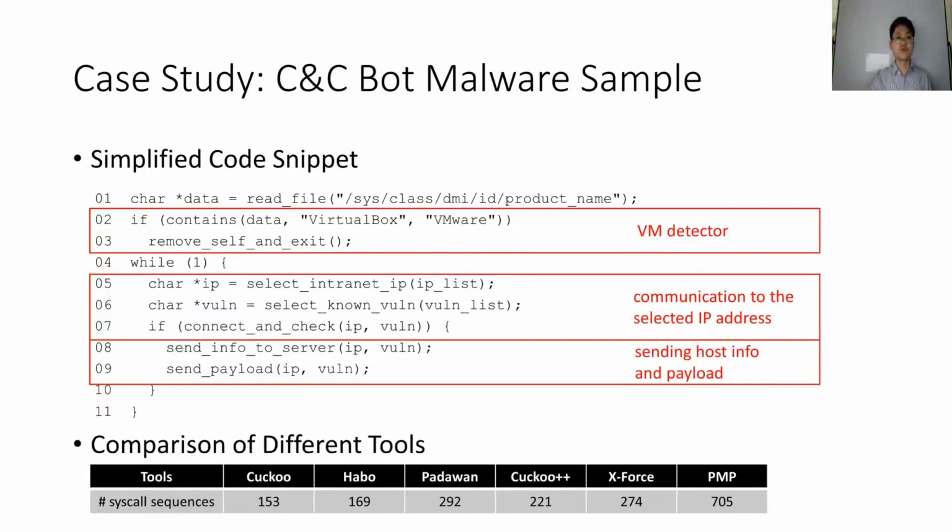As we can see, PMP exposes the most behavior. Further manual inspection shows that Cuckoo and Harbor cannot expose the aforementioned behaviors. Cuckoo++ and Pandora can expose the network communication to the selected IP address, since they are enhanced to conceal VM-generated artifacts. However, they cannot expose the vulnerable host information and payload, since the analysis environment is often offline, and there may not exist a vulnerable host on the internet.